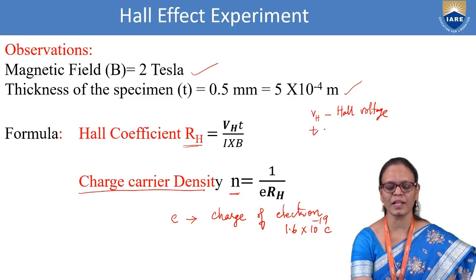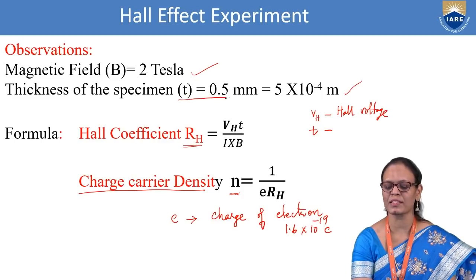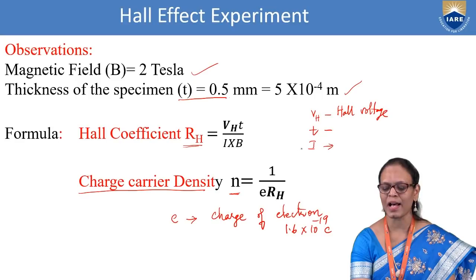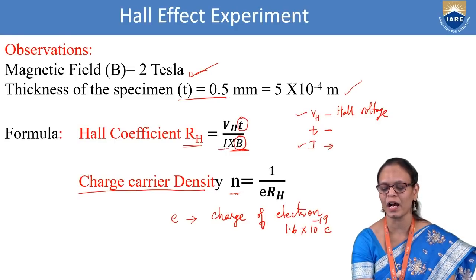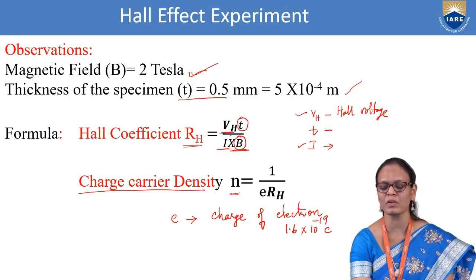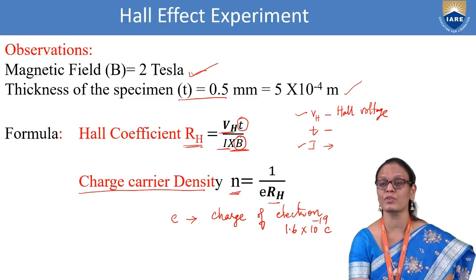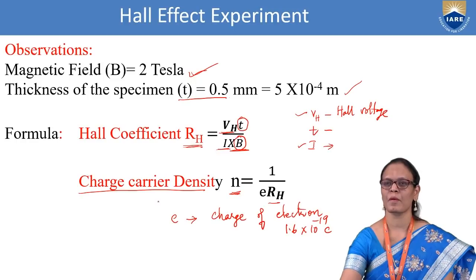T is the thickness, which is constant. I is the current, which we are varying. So as I varies, V varies. The magnetic field B is also constant, 2 Tesla. So B is constant, T is constant. As we vary I, the value of the voltage varies. So we are going to note down these values, calculate RH, substitute here and find the value of N, which gives us the charge carrier density.